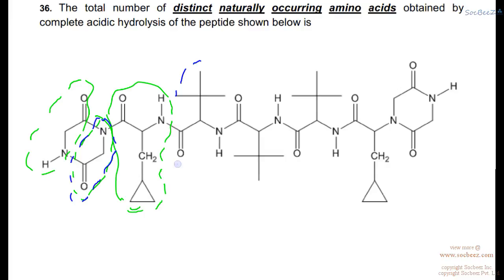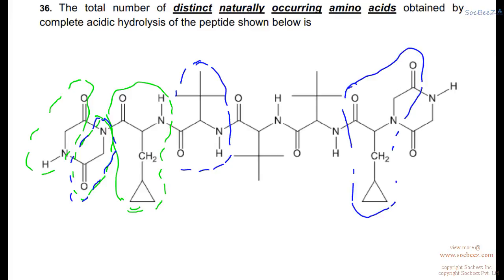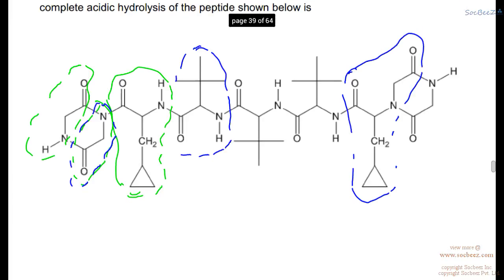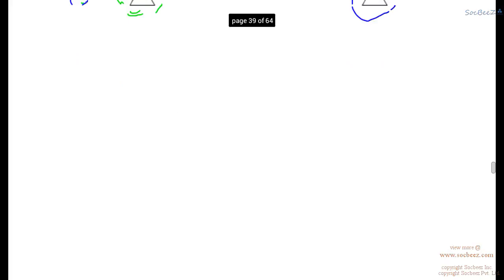Okay. And the third one can be this one. The same here, going from here to here. And the fourth fragment will be like this. Okay, so here these are the four fragments. So if we draw their structures, then the structures will look something like this.